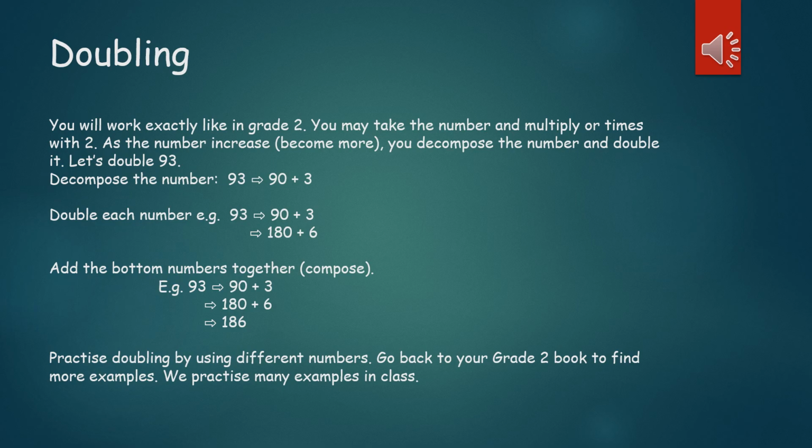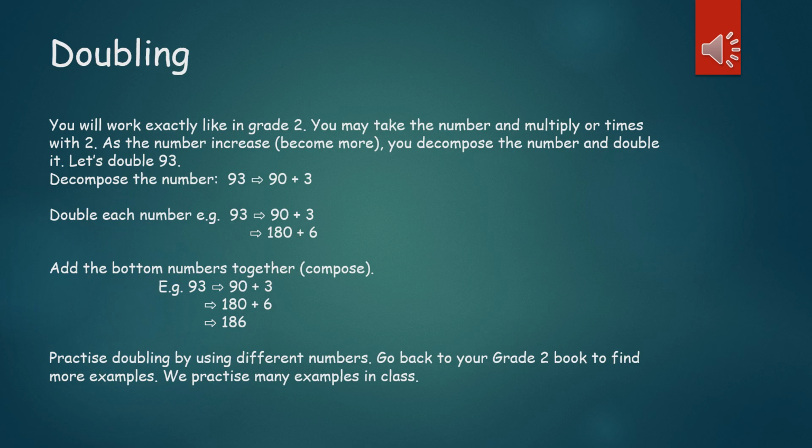Doubling. You will work exactly like in grade 2. You may take the number and multiply it, or times it, with 2. As the numbers become more, you decompose the number and double it. Let's double 93. So you decompose 93, which is 90 plus 3.